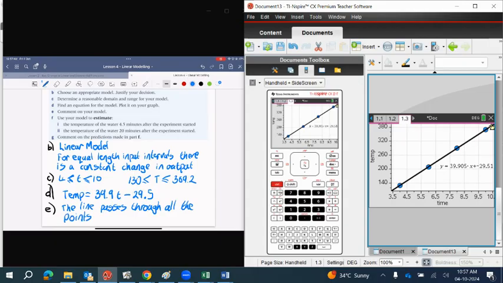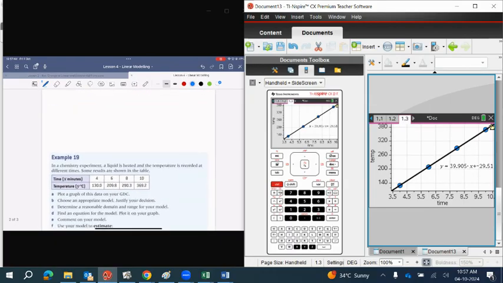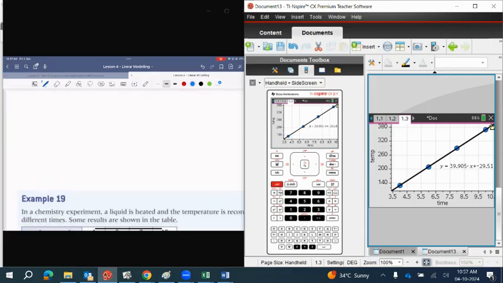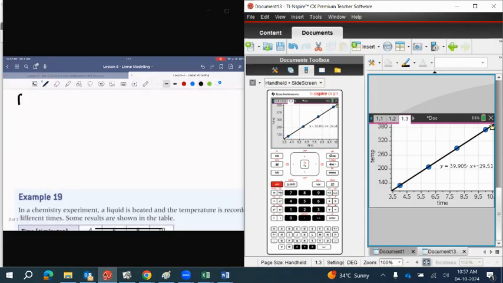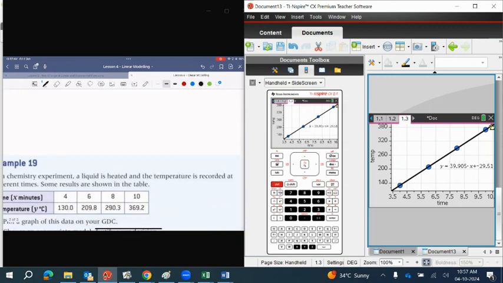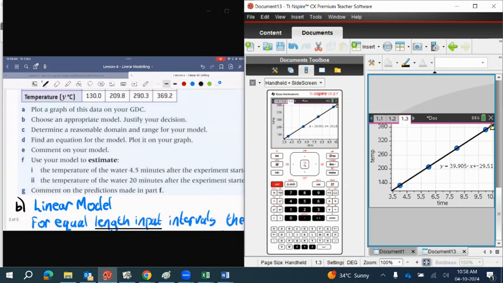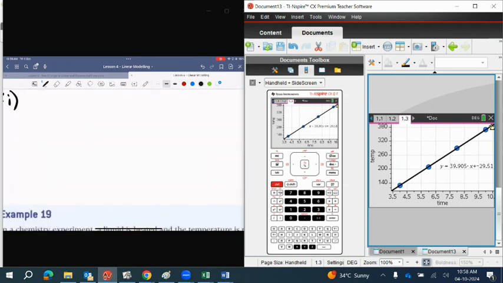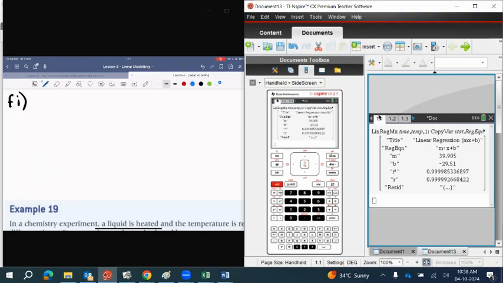Okay, F, we're going to use the model to make some estimations now. So I'm just going to scroll up here to the top a little bit. We're going to use the model to make estimations, and I'll show you how to do that on the calculator. Firstly, we need to put in when the minutes are 4.5. So we've got 4.5 minutes. So here we need to find T of 4.5.